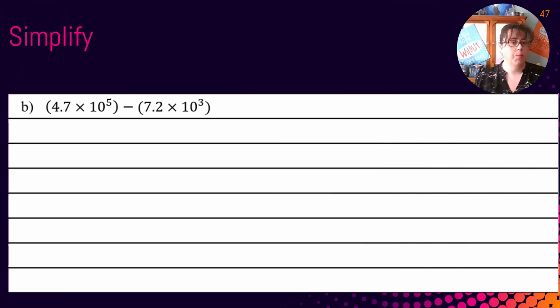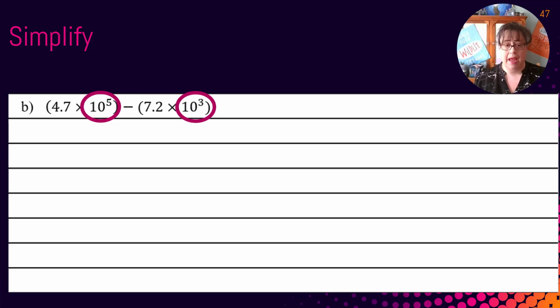So in this one, I have 4.7 times 10 to the 5th minus 7.2 times 10 to the 3rd. So if I look at this one, I have a 10 to the 5th and a 10 to the 3rd. These are not the same. That is problematic. So remember the rule said that they had to have the same power of 10, which means I need to do something to make that happen.